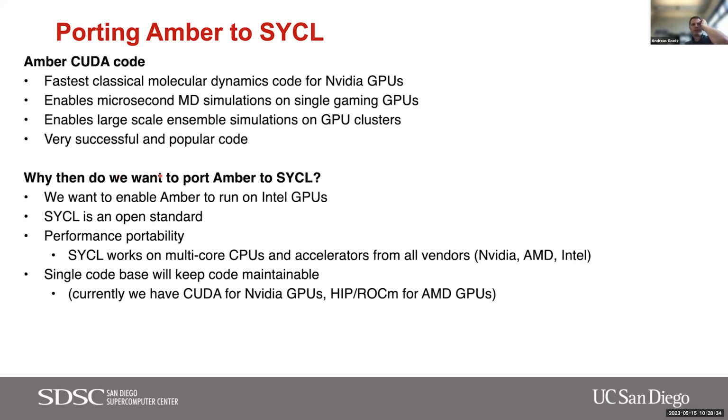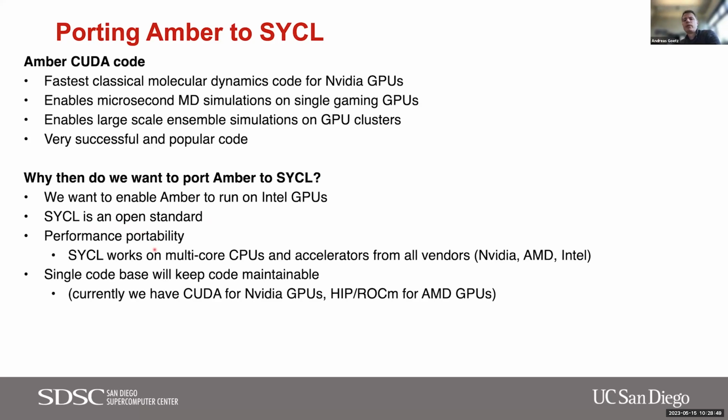And so why then do we want to port Amber to SYCL, right? And there are many reasons for that. One of them is we want to enable Amber to run on Intel GPUs, right? SYCL is an open standard, CUDA is not. We also want performance portability, right?